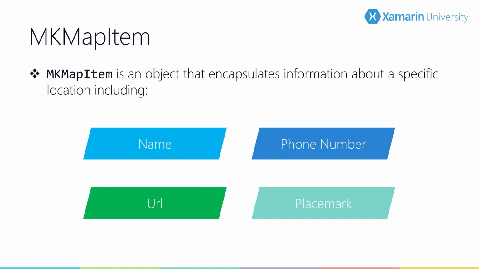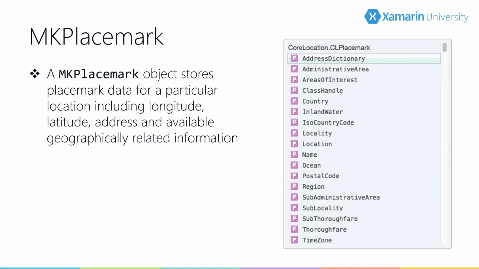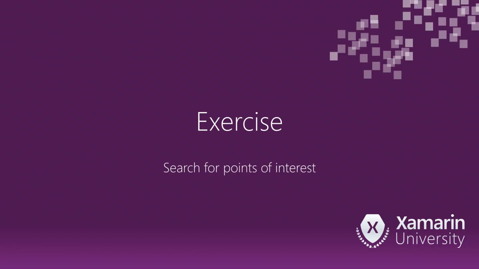The MKMapItem object contains the name, the location, and the website URL for each search result. It also has a Placemark property, which contains additional geographic information. Let's take a closer look at the Placemark. The Placemark property holds an MKPlacemark object. The Placemark stores information about the location, including the address, the region, the country code, the time zone, the latitude and longitude. And we're going to use that in this next exercise.